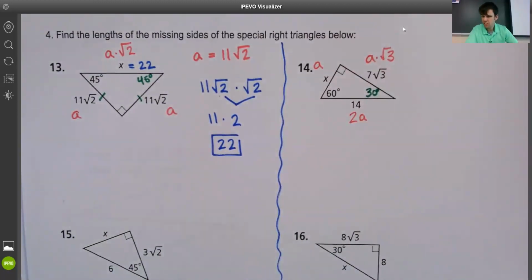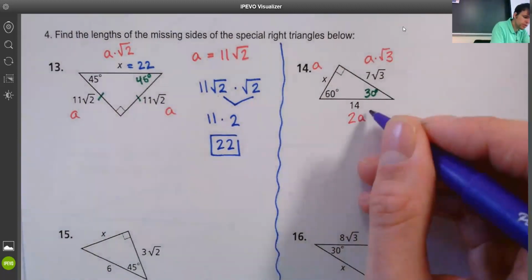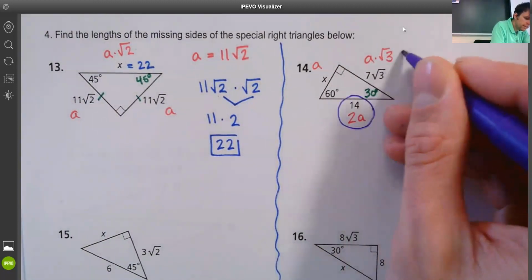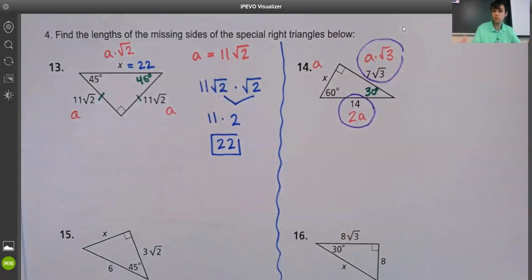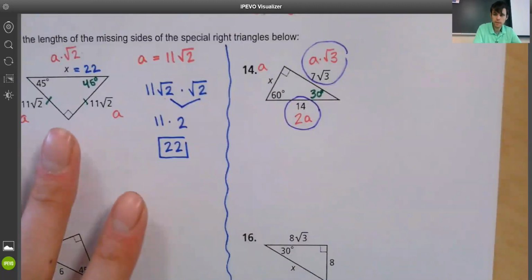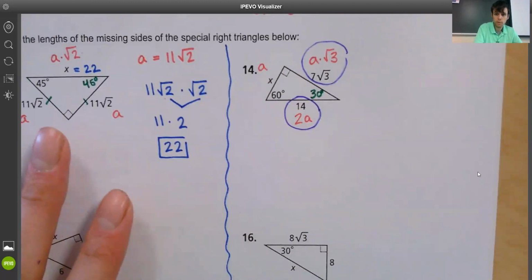Generally, when you do these problems, you may only be given one side, so you have to use that side to help solve for the value of A. But in this case, we actually have a choice. We're given 2 side lengths, and both of these could help us figure out the value of A. They're kind of equally easy in this case. So I'm going to walk through what I would do.